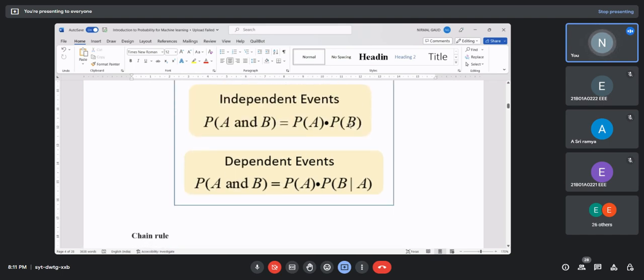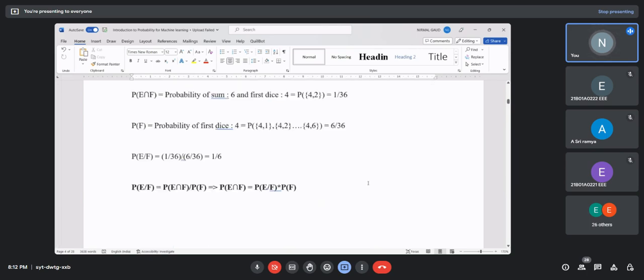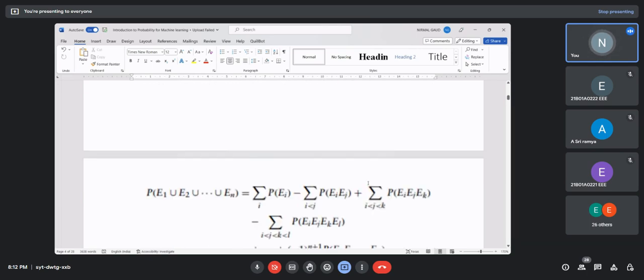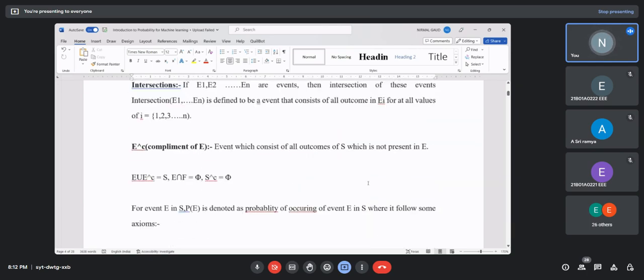P(A and B) is P(A) into P(B). For dependent events, it is P(A) into P(B given A), because here the condition will occur. If they're dependent, obviously I need to look out for the condition. Conditional probability is something which I need to check out. And there is one question which came into my mind, and I have mentioned it: mutually exclusive.